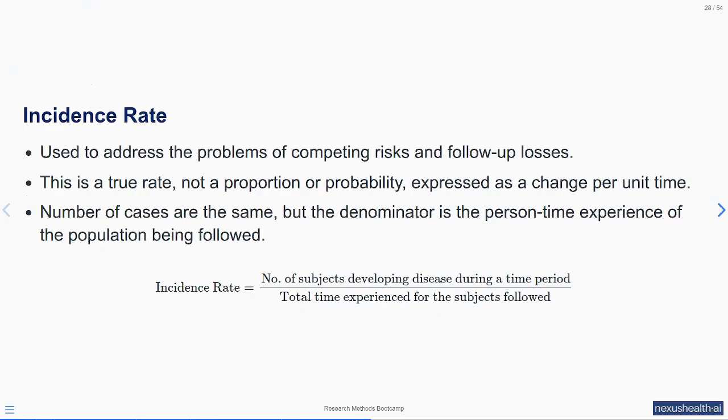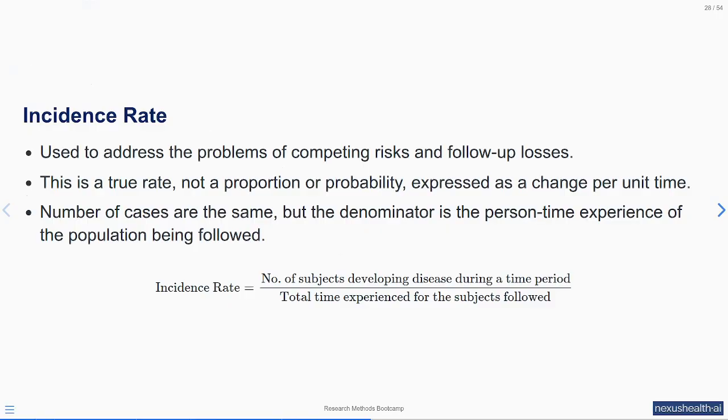What is incidence rate? Now think about it. When we talk about rate, we're talking about something changing over time. So we use the incidence rate to address the problems of competing risk and follow-up losses. This is a true rate. It's not a proportion or probability. Remember, the previous one, which is called the cumulative incidence, or the risk, is a proportion. But the incidence rate is expressed as change per unit time.